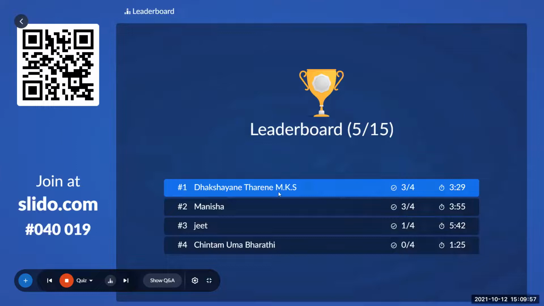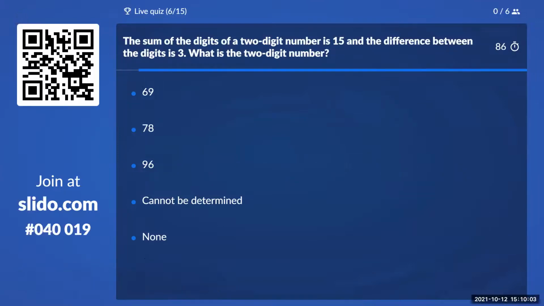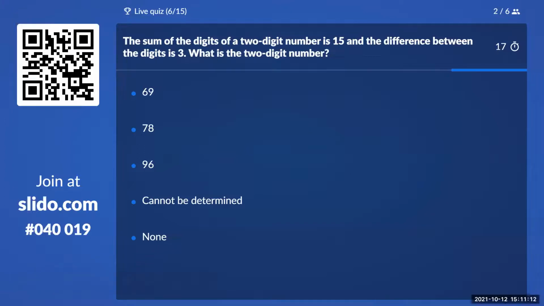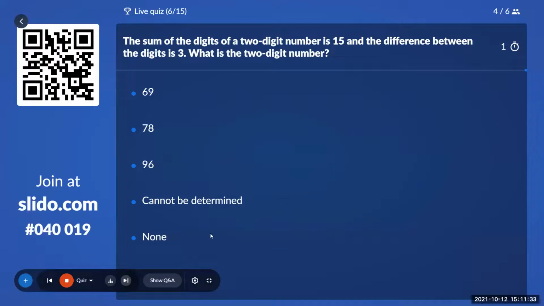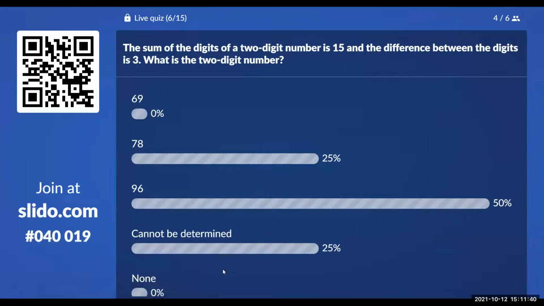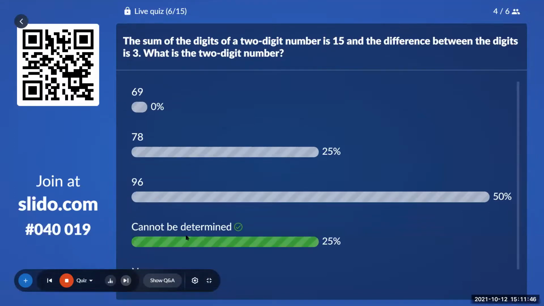Now moving on. The sum of digits of a 2-digit number is 15 and the difference between the digits is 3. What is the 2-digit number? This can also be solved with a similar approach to the previous questions. You just assume the values of the digits and you can solve it easily. Okay guys, 20 seconds left. In exams, you will be allotted roughly 1 to 1.5 minutes per question, so try to solve it in the allotted time frame. One of you said cannot be determined, two of you think it is 96, and one of you thinks it is 78. Let's see. The answer is cannot be determined.